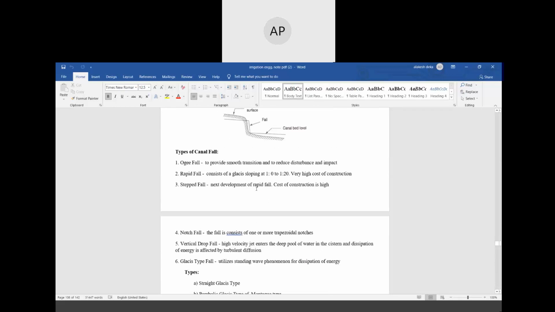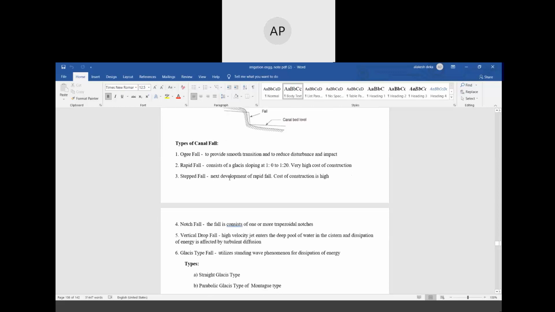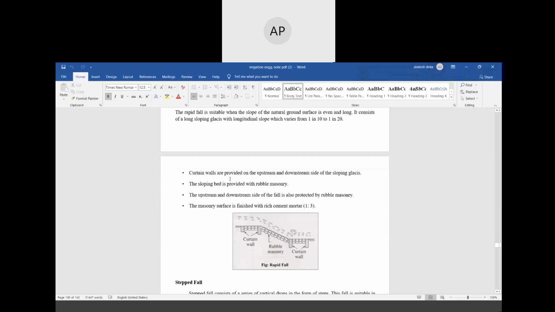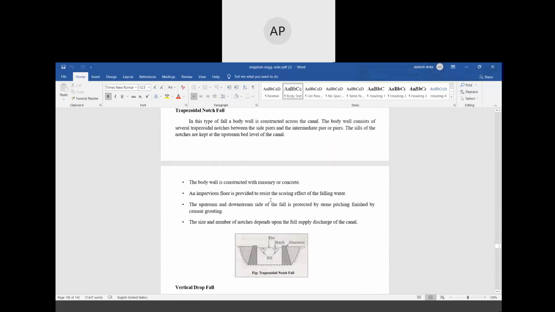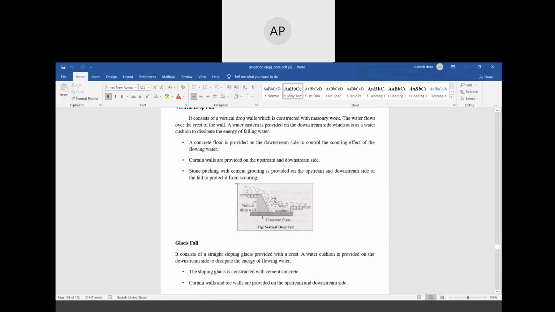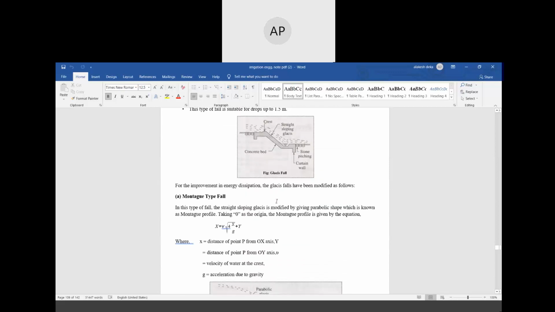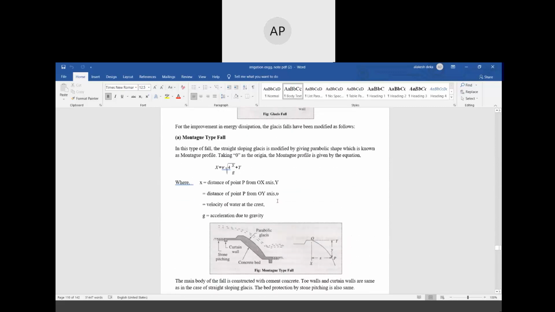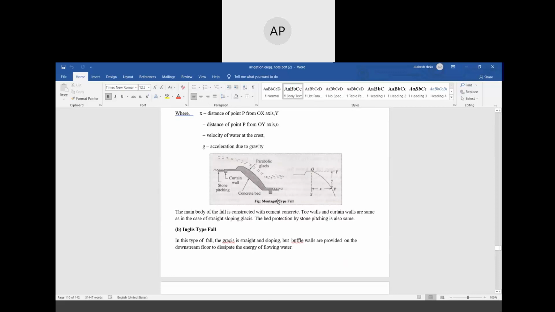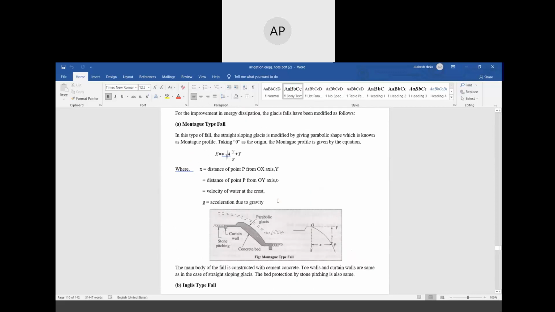There are various types of canal drops: ogee fall, rapid fall, stepped fall, and notch fall. We have discussed stepped, trapezoidal, vertical drop, glacis type, and Montague type. We have not discussed the Montague type yet. In this fall, the straight sloping glacis is modified by giving it a parabolic shape. So here the fall is given a parabolic shape. That is your parabolic glacis.